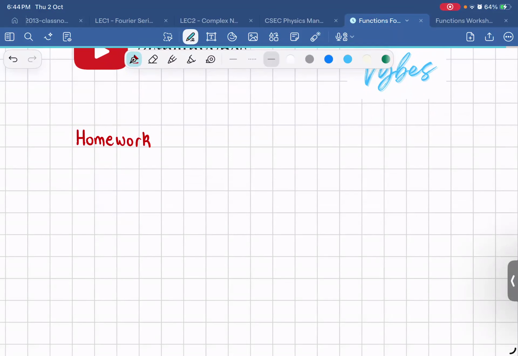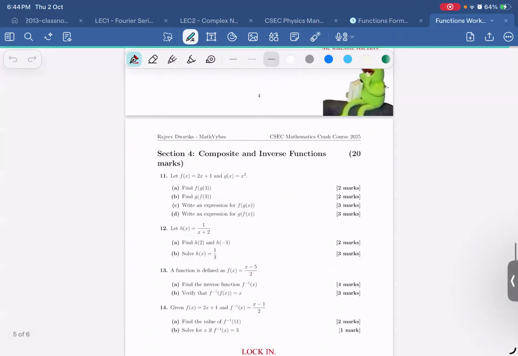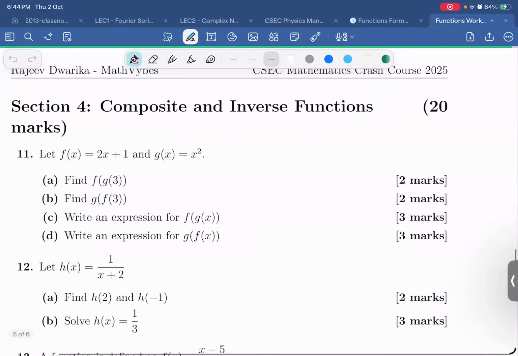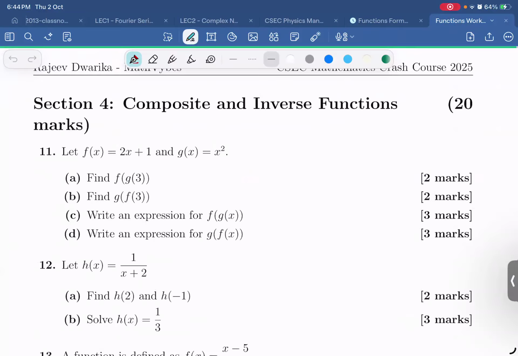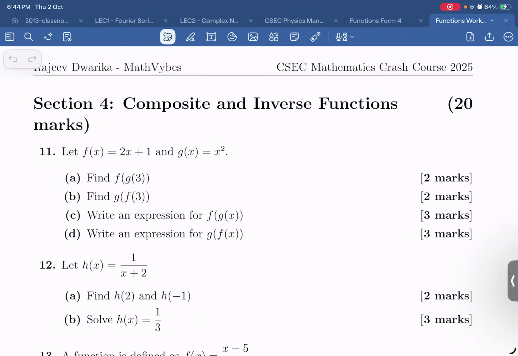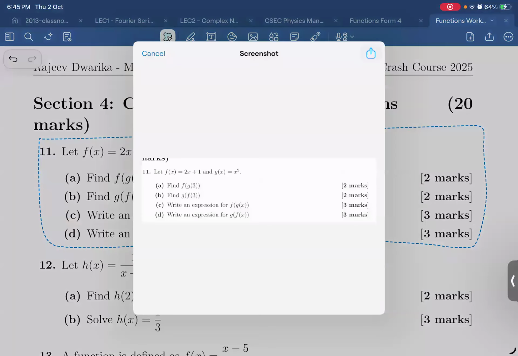All right, let's start the questions. Section 4 was looking at composite and inverse functions. So we're gonna combine everything that we have learned thus far, right? I'm definitely excited. I can hear the excitement in all your voices. Are you really excited? That's great.